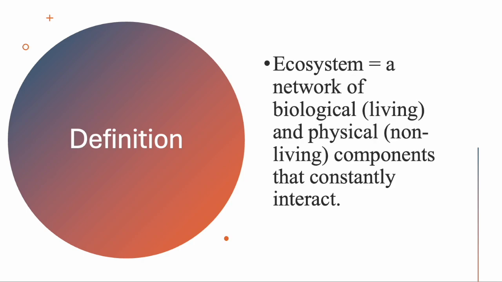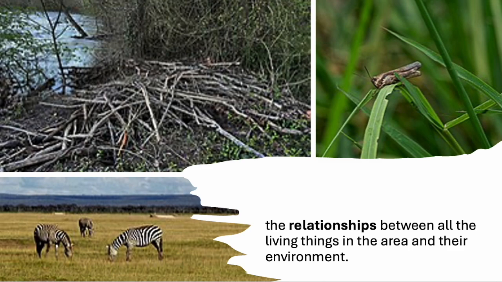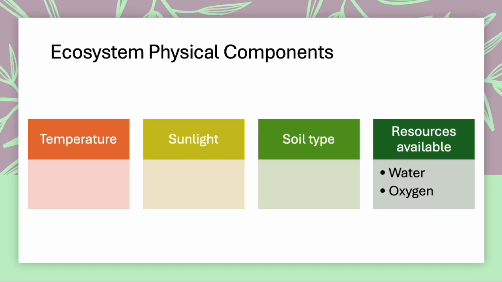An ecosystem is a network of biological and physical components that constantly interact. Some examples of physical components that affect changes to an ecosystem include temperature, sunlight, soil composition, and availability of resources like water and oxygen.